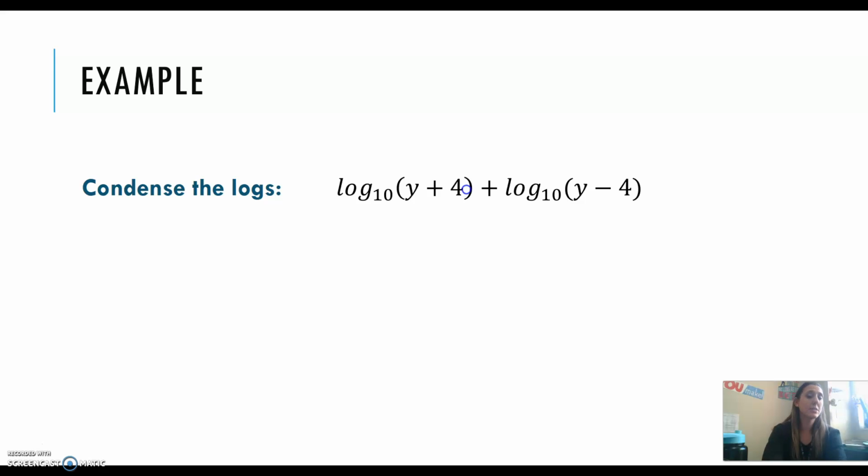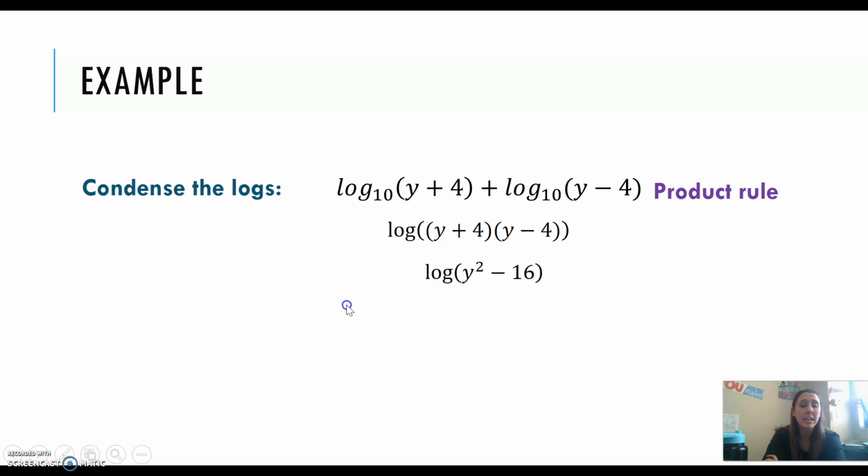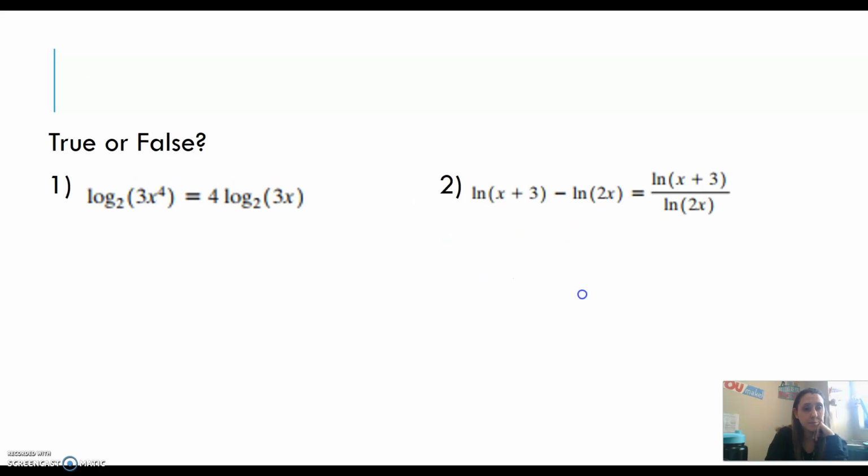Okay, so now we're going to do this one. There are no powers, and there are no rules that tell us what we can do with these. So we've got to keep it just like that, leave them binomials, and we're going to apply the product rule. And then we are going to put that in a box, and we're going to end up with log of y squared minus 16. And then now we're done. Now we're totally done. We did the multiplication, now we're done. If you have any questions on that, let me know.